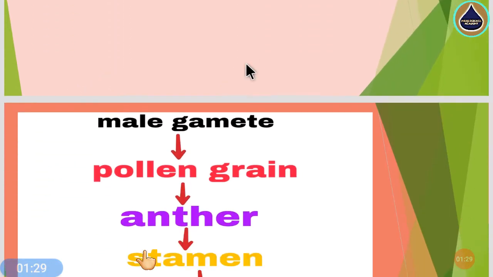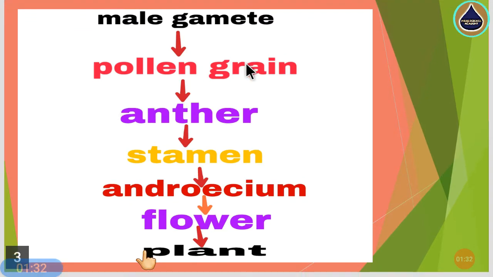Now before I take the example of seed formation and how many cells are needed, I would like to explain how this male gamete is formed and where the location of this male gamete is. This male gamete is formed in the pollen grain, and this pollen grain is found in the anther, and the anther is part of the stamen, and the stamen is part of the androecium, and the androecium is the male part of the flower, and the flower is part of the plant.